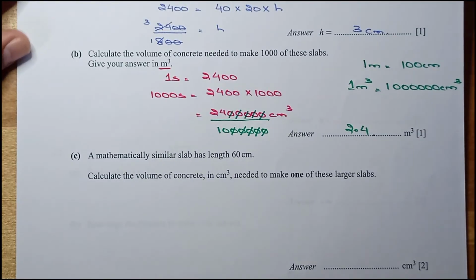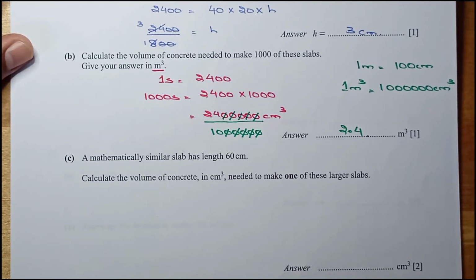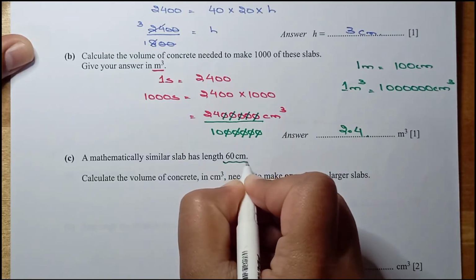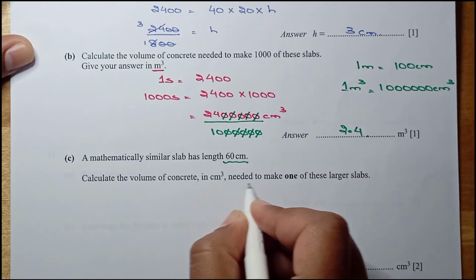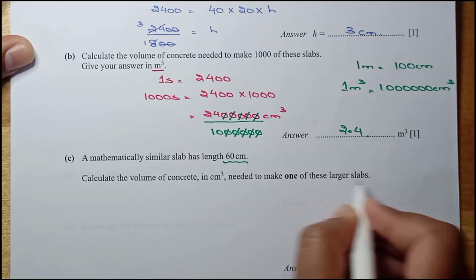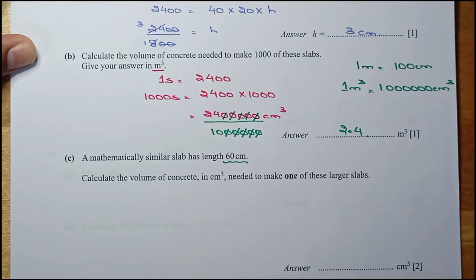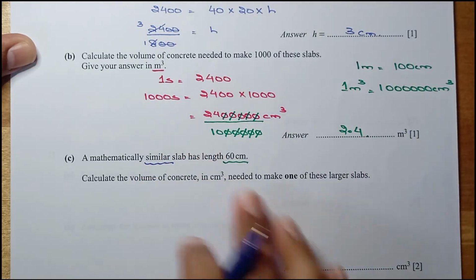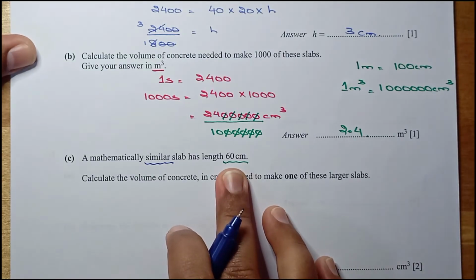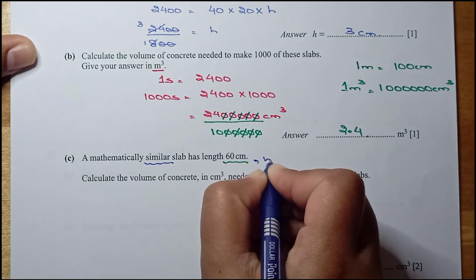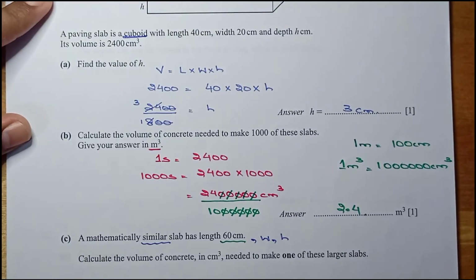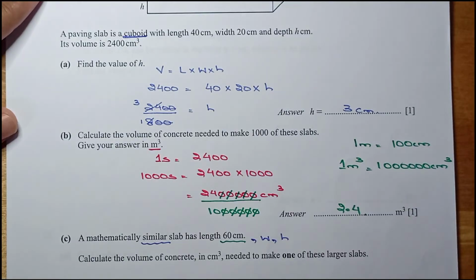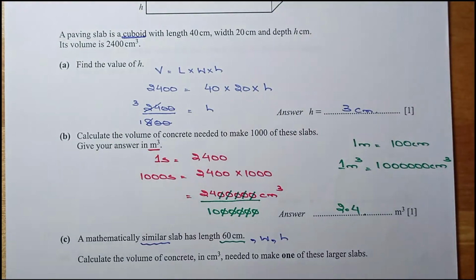Now for the C part, a mathematically similar slab has a length 60 centimeter. Calculate the volume of the concrete in centimeter cube needed to make one of these larger slabs. Okay, so if it is similar, then we need to use the concept of similarity, right? The length given is 60. We don't know the width. Let's say W is the width and the height is H. So first we need to find the dimensions, and then we need to find the volume by using the formula for the volume of a cuboid.